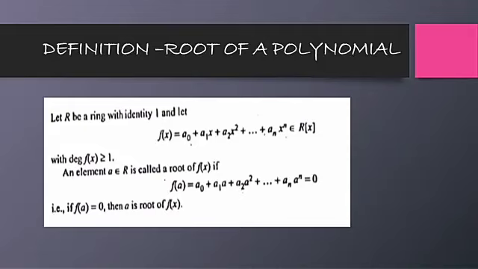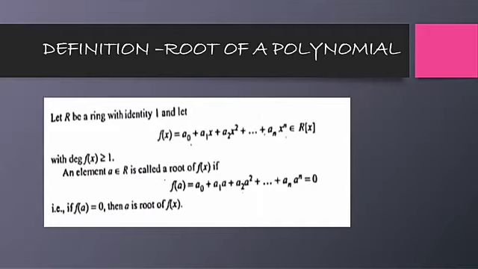Now we move on to the definition of root of a polynomial. An element a which belongs to R. From R I'm going to take an element a. I declare it a root of that particular polynomial f(x) if, when I substitute that a inside the polynomial, I get a0 + a1 a + a2 a^2 + ... + an a^n, which is equal to 0. What does it mean? If I declare any element in R to be a root, it should satisfy that particular equation.